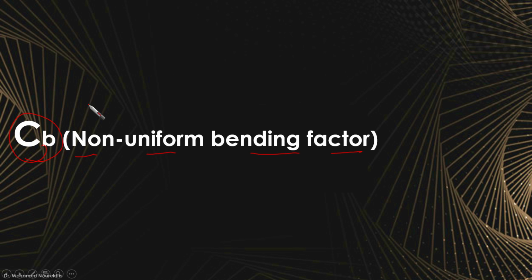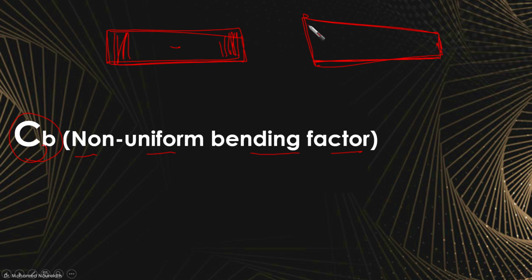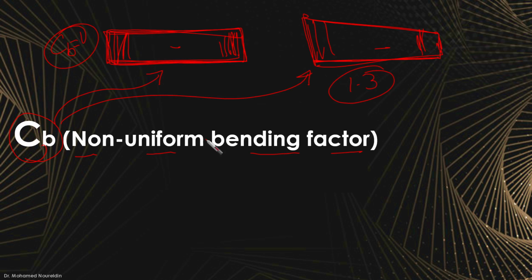If you recall, in the previous video, I said that we have two cases. One case is uniform bending, and the other case is where the beam has gradient bending or non-uniform bending. And we said that we have different values of CB for each case. Whenever we have a uniform bending moment, CB is equal to 1, and if it's non-uniform, it is more than 1, 1.3 for example. Today we're going to talk about this in detail and understand why this happens.